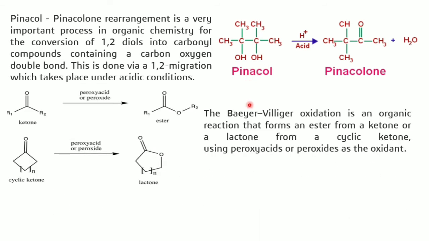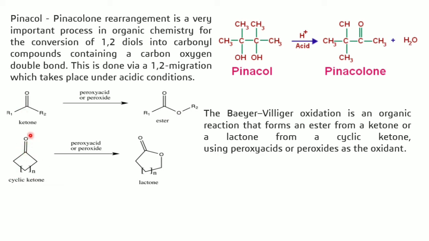And next is the Baeyer-Villiger oxidation. It is an organic reaction that forms an ester from a ketone. So you can observe the ketone is converting into ester form, either in the acyclic or cyclic.